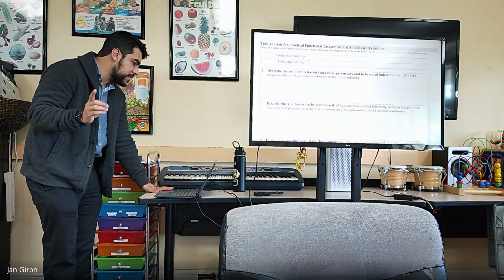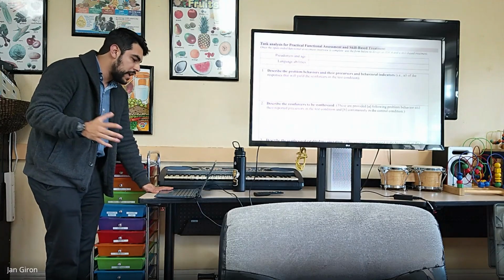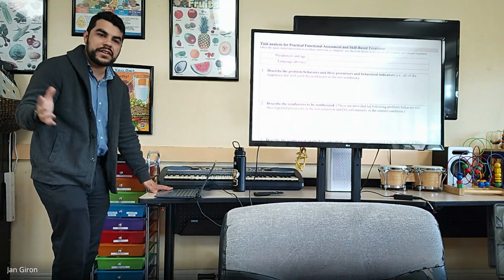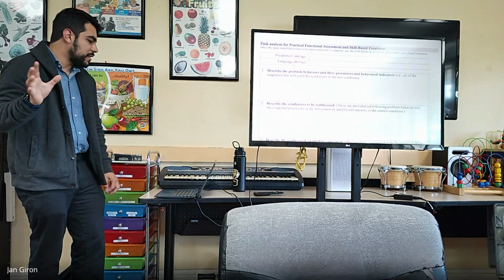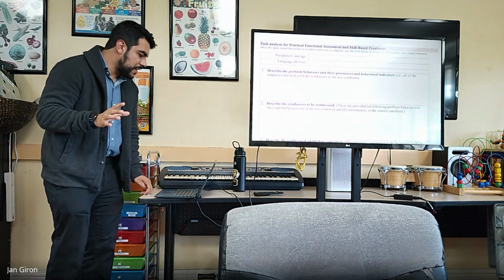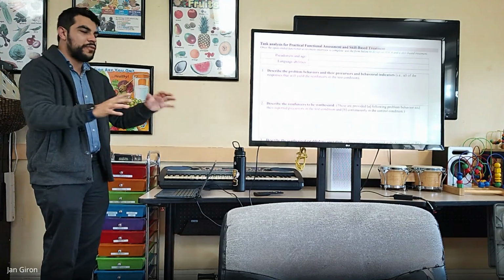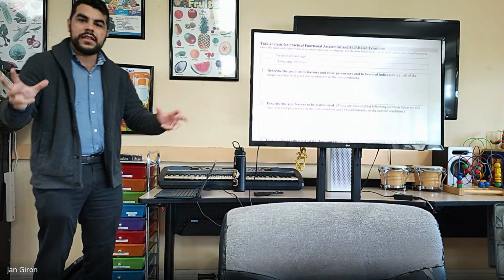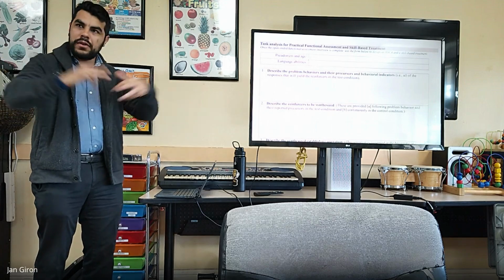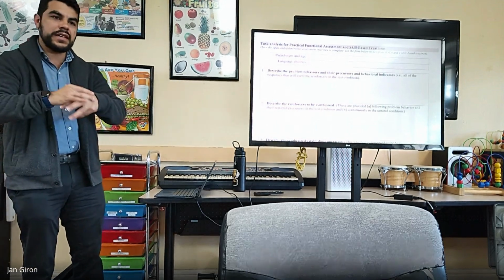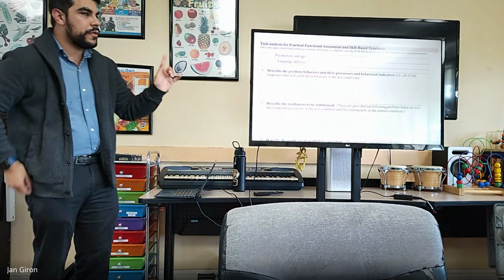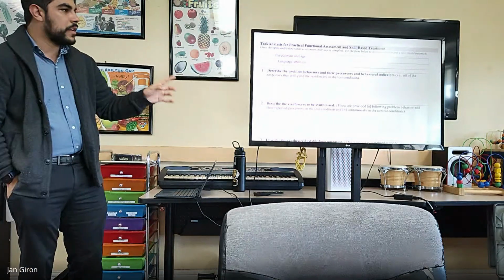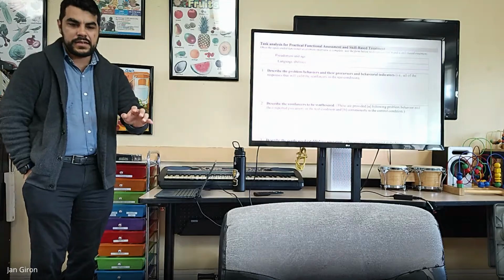The first question is asking to describe the problem behavior and their precursors and the behavioral indicators. Ooh, all of a sudden we're getting a lot of detail. And then number 2, describe the reinforcers that are to be synthesized. So that's just an interesting way of saying putting together all of the reinforcers at once that are maintaining the behavior.